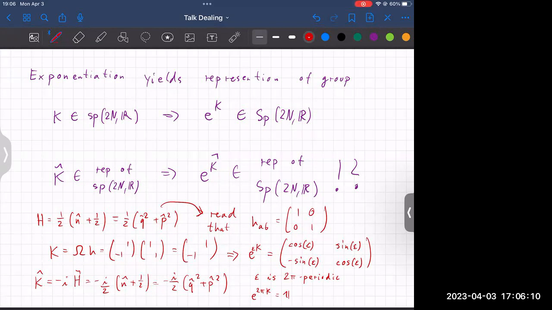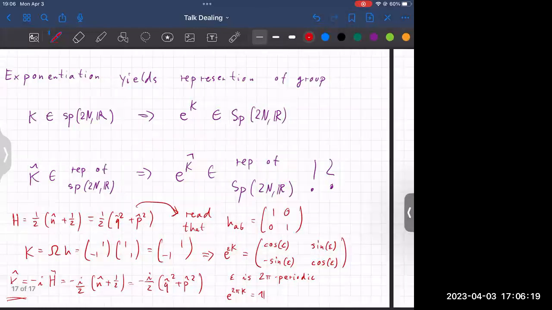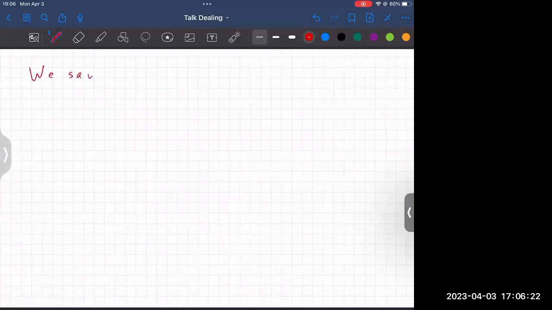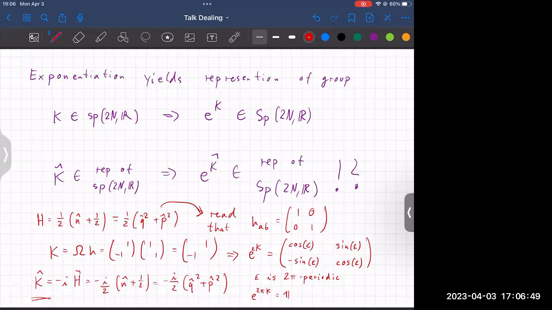But what happens if we do the same thing for our quantum operator? We saw for K being equal to the matrix with entries 1 and minus 1 that e to the 2 pi K is equal to the identity. And we remember that K hat was equal to minus i over 2. Oh, sorry, actually, I made a mistake here. Of course, here is not a 1/2.